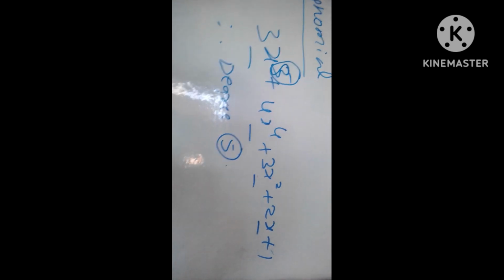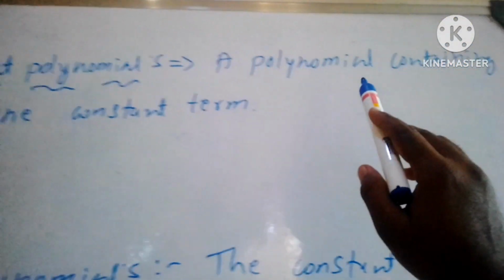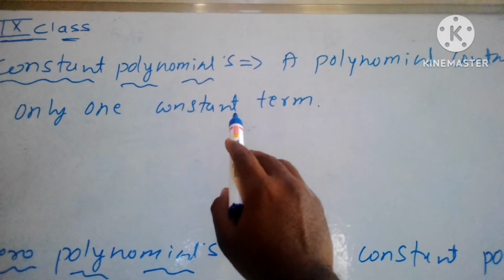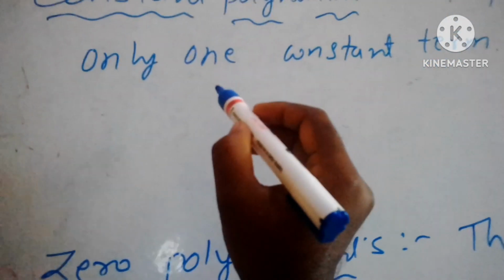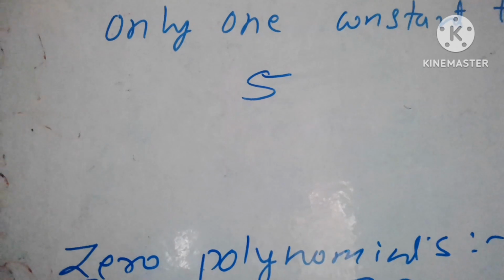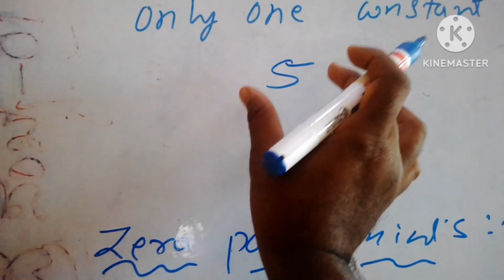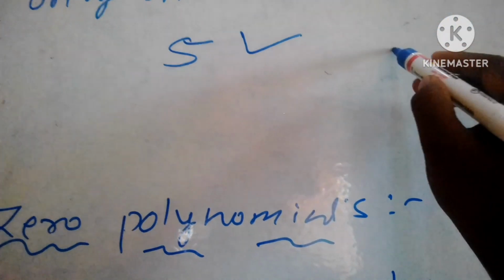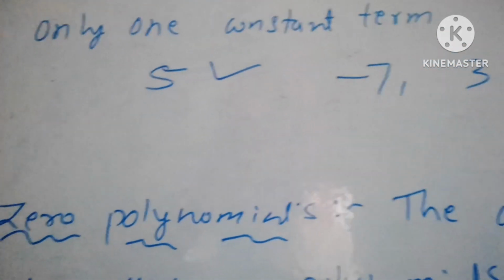The next concept is constant polynomials. A polynomial containing only one term, only one constant term, is known as a constant polynomial. For example, 5. Consider this is a constant and this polynomial consists of only one term, that is also a constant, then it becomes a constant polynomial. Next, minus 7. Next, 3. All these are constant polynomials.